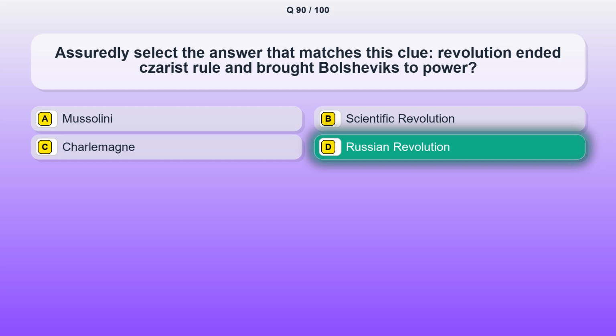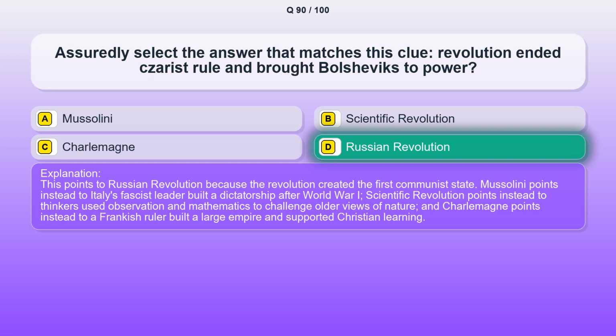The correct answer is option D, Russian Revolution. This points to Russian Revolution because the revolution created the first communist state. Mussolini points instead to Italy's fascist leader built a dictatorship after World War I. Scientific Revolution points instead to thinkers used observation and mathematics to challenge older views of nature. And Charlemagne points instead to a Frankish ruler built a large empire and supported Christian learning.